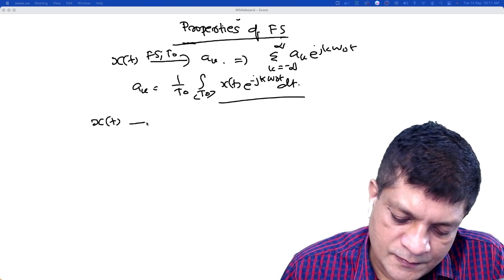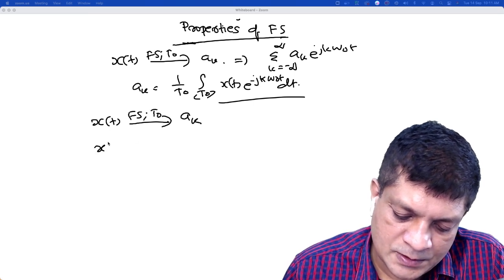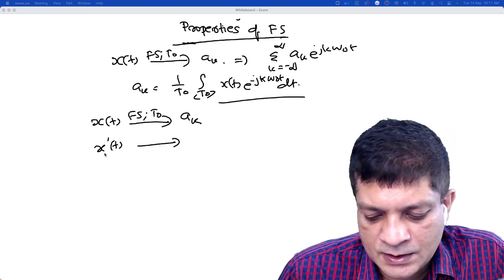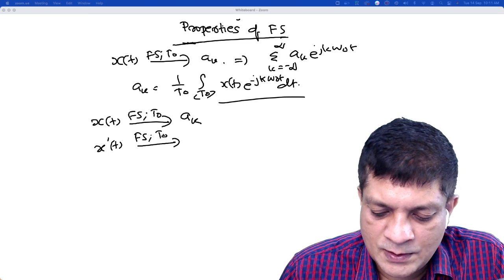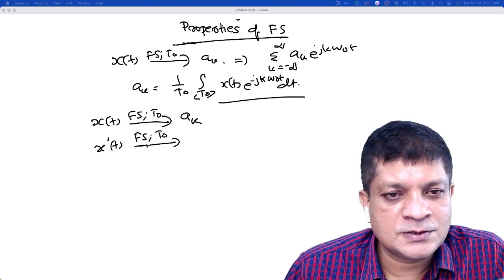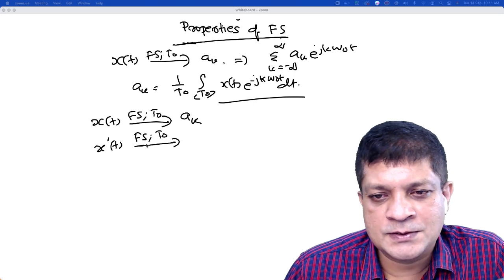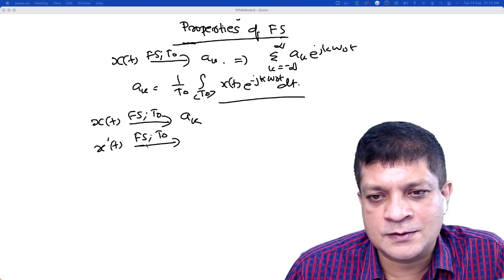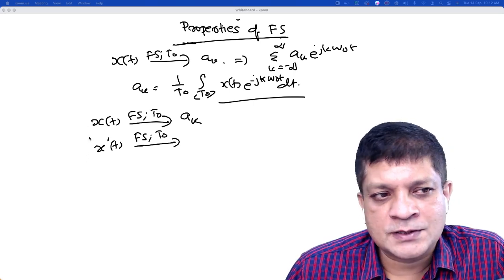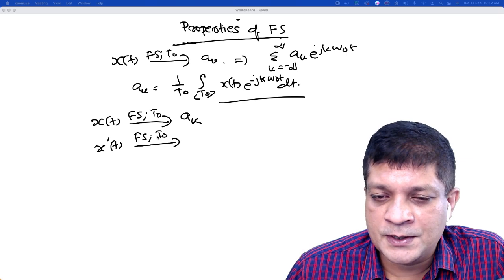If x(t) has a Fourier series, what about the derivative of that? First of all, will x dash t be a periodic signal, if x(t) is periodic? Yes, if it is a periodic signal, then only this Fourier representation makes sense. The derivative of a periodic signal is always periodic, and its fundamental period will remain the same.